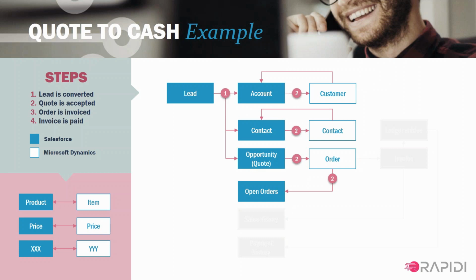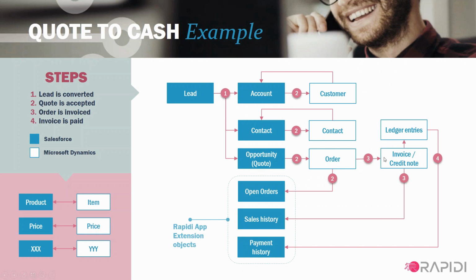When an order is fully delivered, it can be invoiced, and the invoice from the ERP system gets transferred into the sales history in Salesforce. And when the sales invoice is paid, it will get transferred into the payment history.